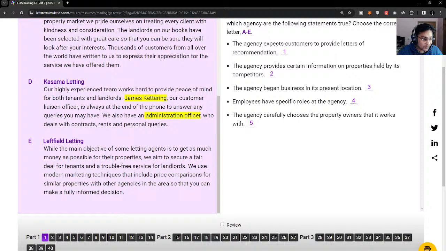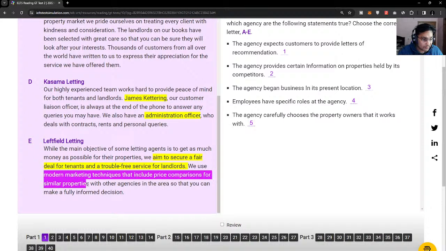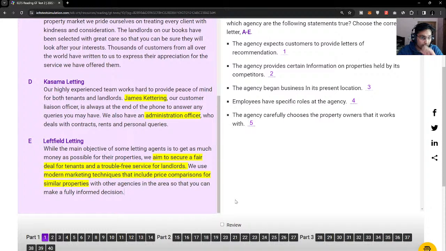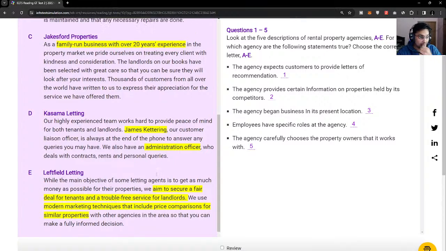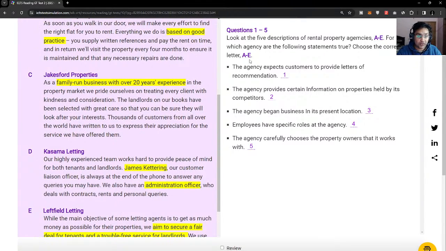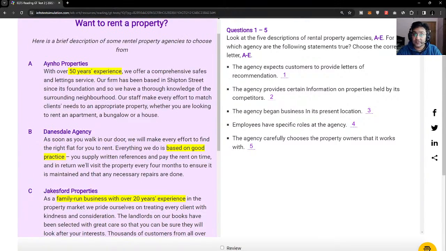Left field letting. Well, the main objective of some letting agents is to get as much as possible. We aim to secure a fair deal for tenants and a trouble-free service for landlords. Okay, there's modern marketing techniques that run price comparisons. So what we're looking for is matching headings. Which one of these perfectly matches the summary?